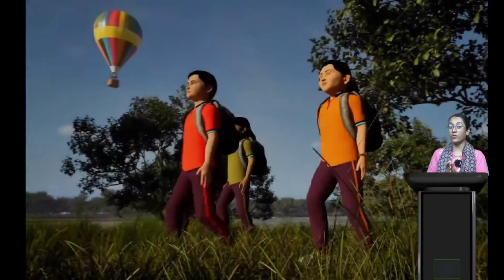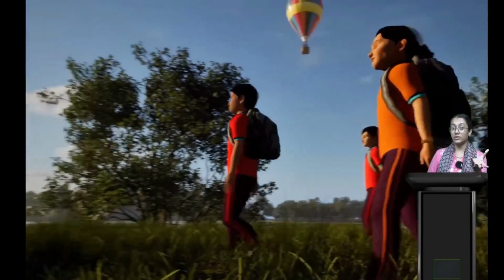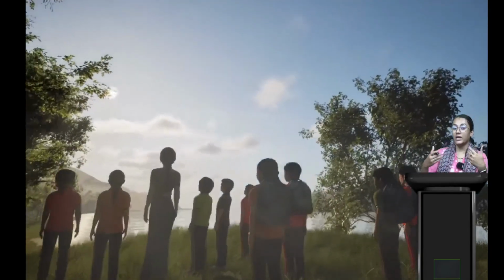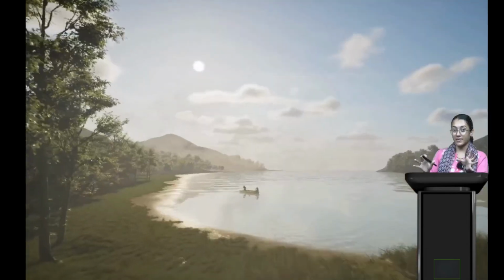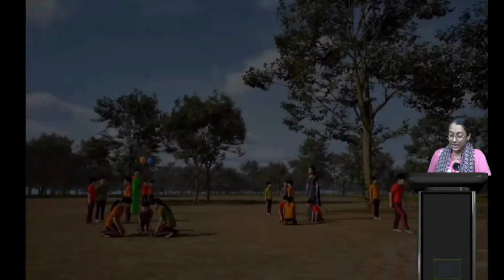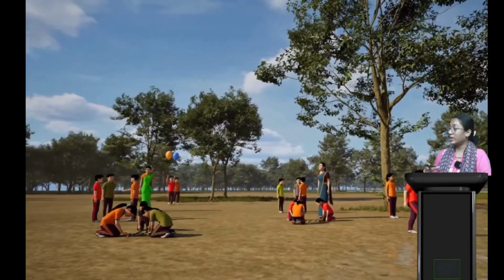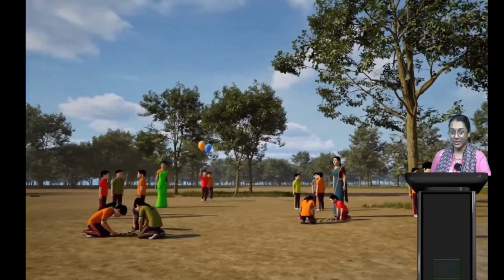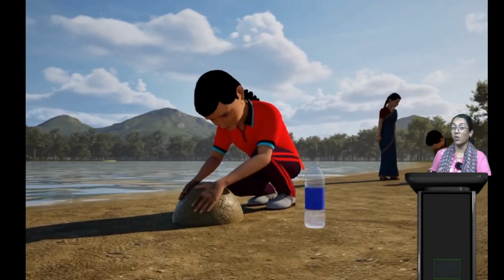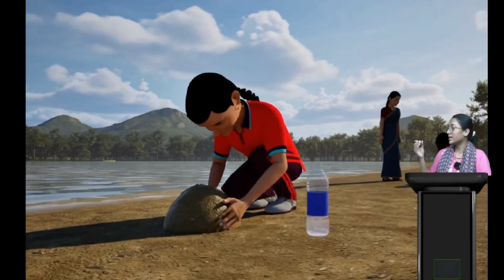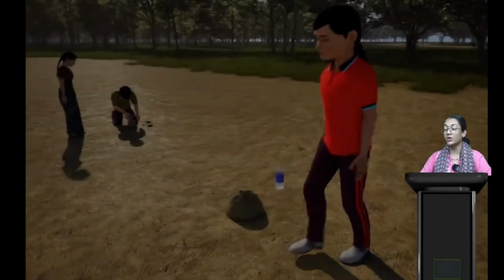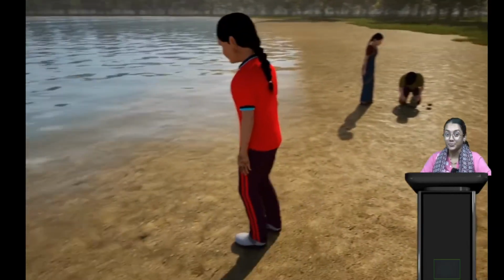So many of you have also been on a school picnic, right? Like an excursion or educational outing. Similar to this, they went to some place. The view of that place is also very beautiful, isn't it? And the students are making various kinds of things.